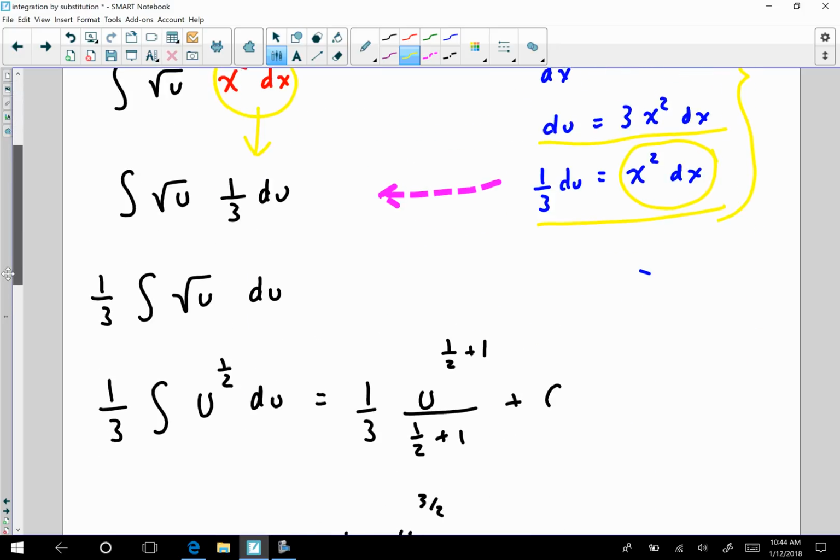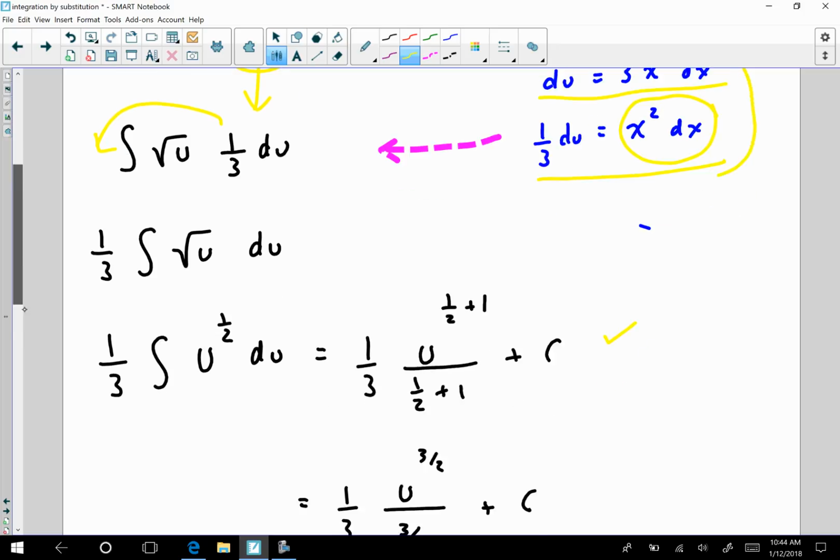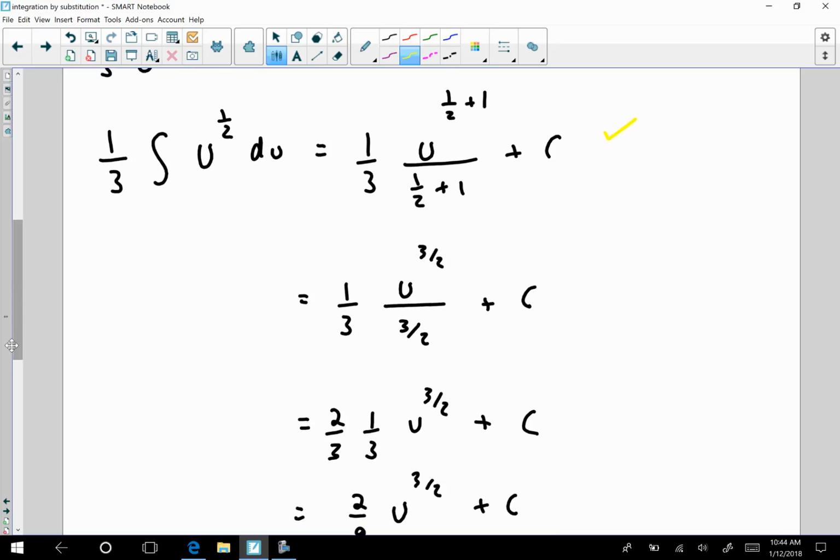I'm going to put that in, 1/3 du in for x squared dx. And what am I going to do? I'm going to pull this constant out in front. And so now I have a simple integration problem to do. 1/3 integrate square root of u du. I write square root of u as u to the 1/2. I integrate, I use my one and only rule. I add 1 to the exponent, 1/2 plus 1. I divide by 1/2 plus 1.